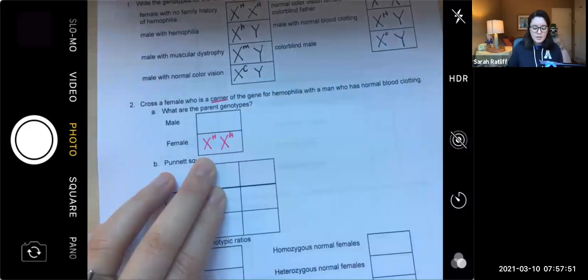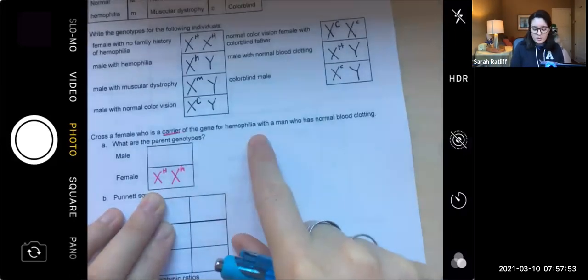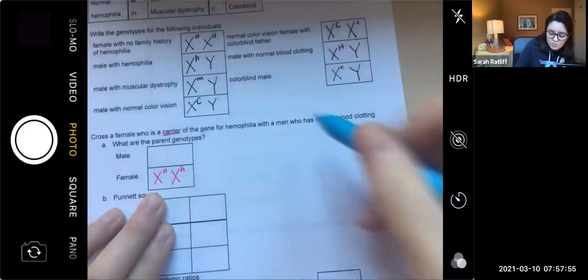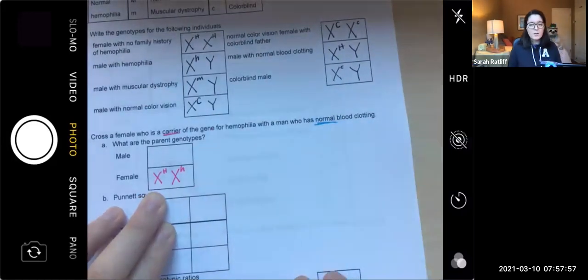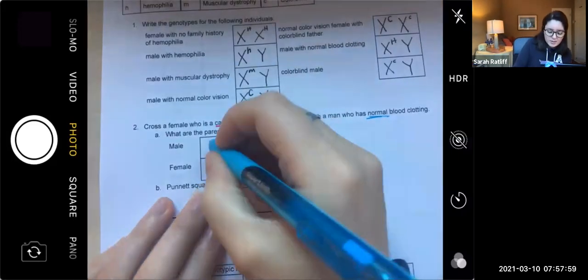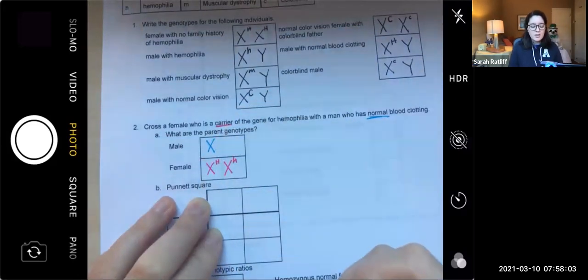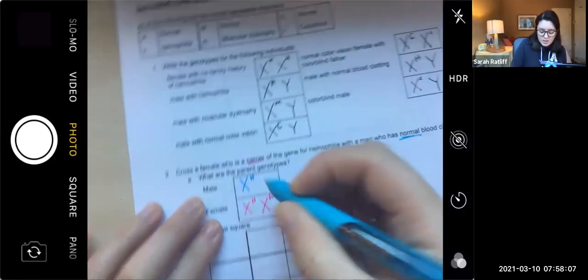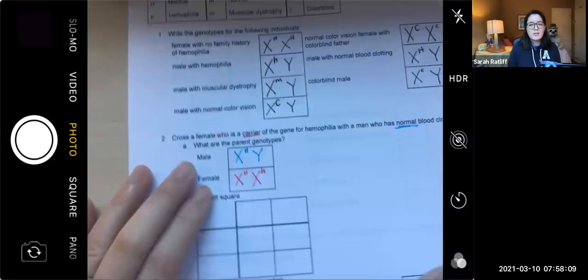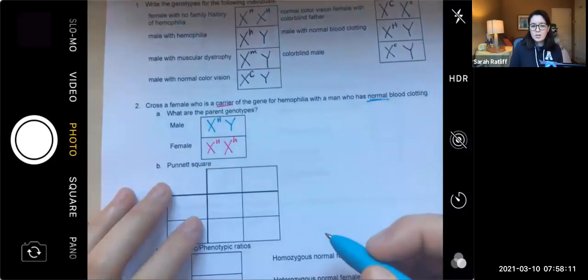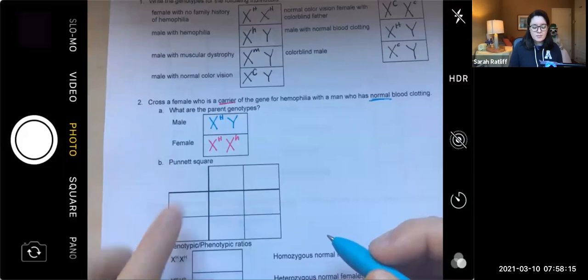Okay, now she's getting with a man who has normal blood clotting. And normal blood clotting means, hey, he's got that one X. On that X chromosome, we have our hemophilia gene. He is normal, so he gets a big H, and his other chromosome is a Y, where it doesn't have this hemophilia allele. All right, so our Punnett square now.